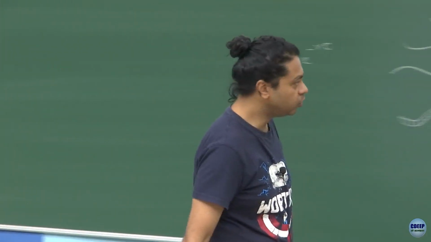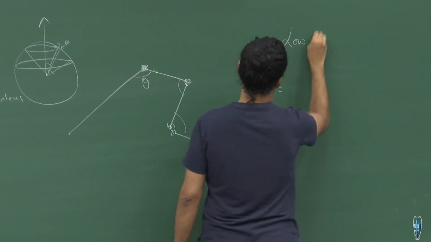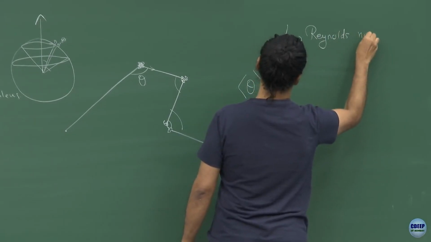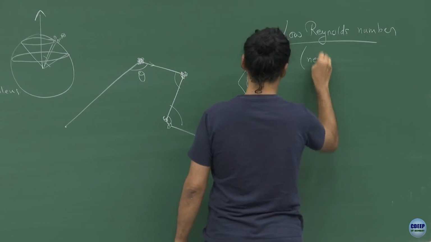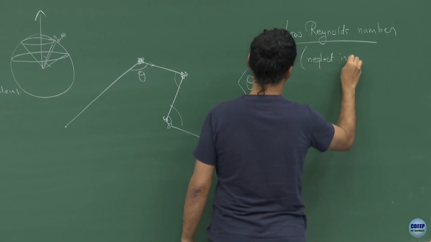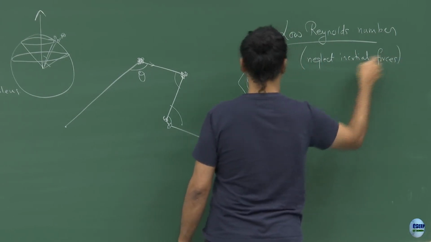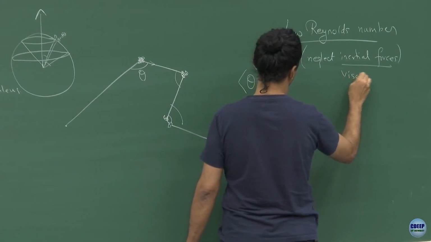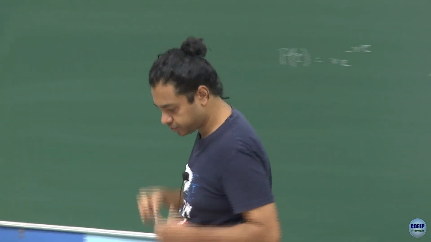In fact, these fluids are generally what we call low Reynolds number fluids, where you can mostly neglect inertial forces compared to viscous forces. Yeah, so it's always swimming in some sort of a background fluid.